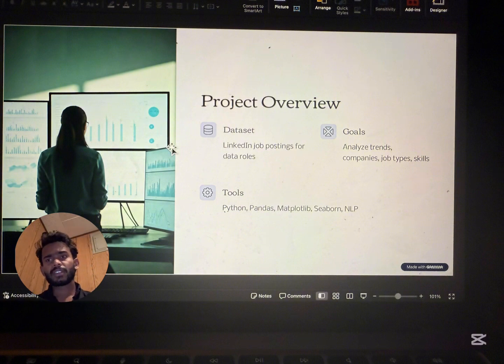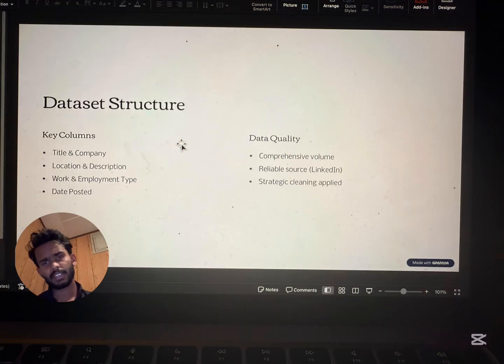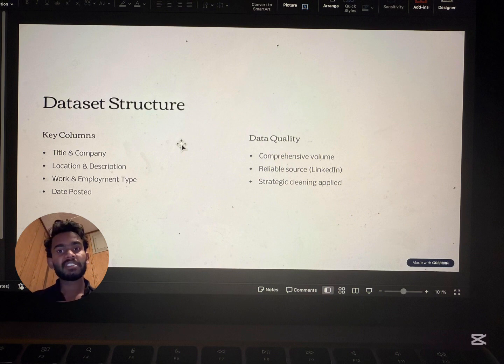To begin the project, I cleaned the dataset by removing unnecessary columns and filling the missing values in key fields like work type and employment type. I also parsed the data and cleaned the job descriptions using regular expressions to prepare for NLP based skill extraction.